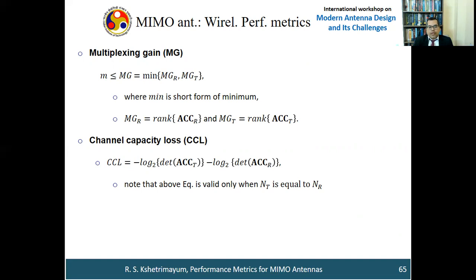Our channel capacity can be calculated, and you can find out how much is the loss in channel capacity due to antenna correlation, and it is minus log 2 of the determinant of the antenna correlation coefficient at the transmitter minus log 2 of the determinant of the antenna correlation coefficient at the receiver. And the point to be noted is this formula is derived when the number of antennas at the transmitter and receiver is equal, so you cannot use it for other cases.